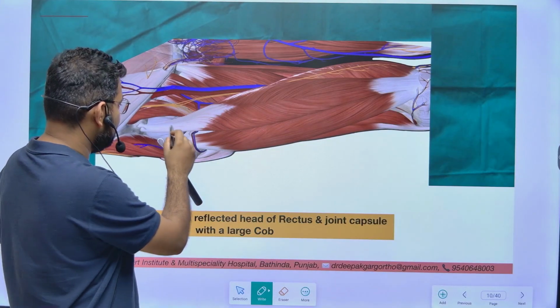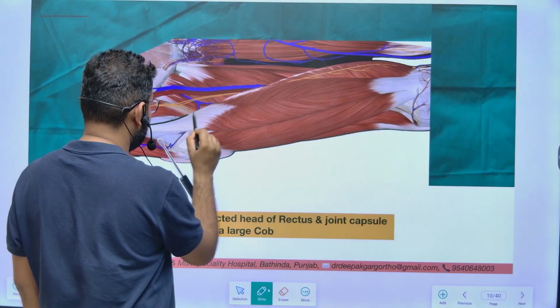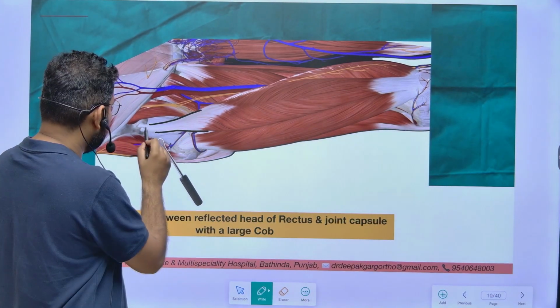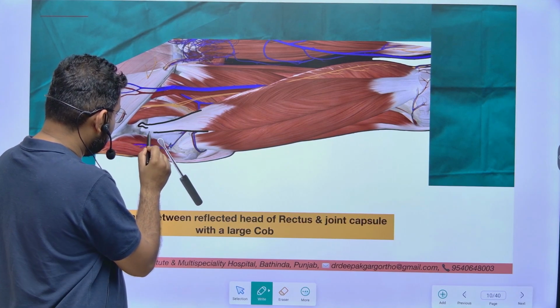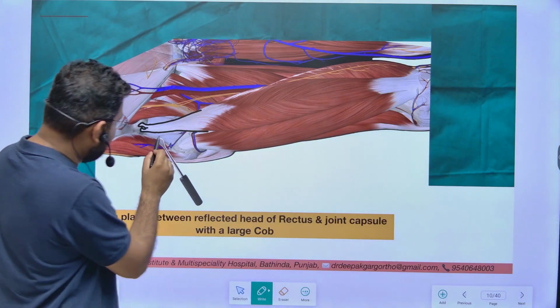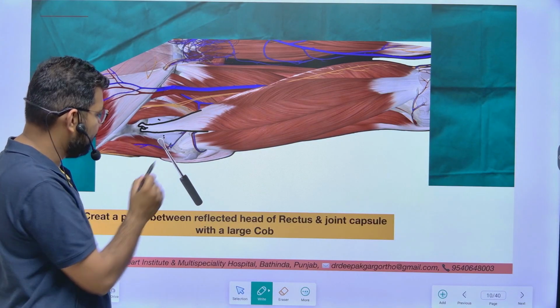We can see that this is a rectus muscle. Rectus muscle has two origins. So this is a rectus muscle, we can see here, and the rectus muscle is having two origins. One of the origins is coming from the supraacetabular area, and one of the origins is coming from the ilium. This is the capsule above and below. So it has an attachment on the capsule also.